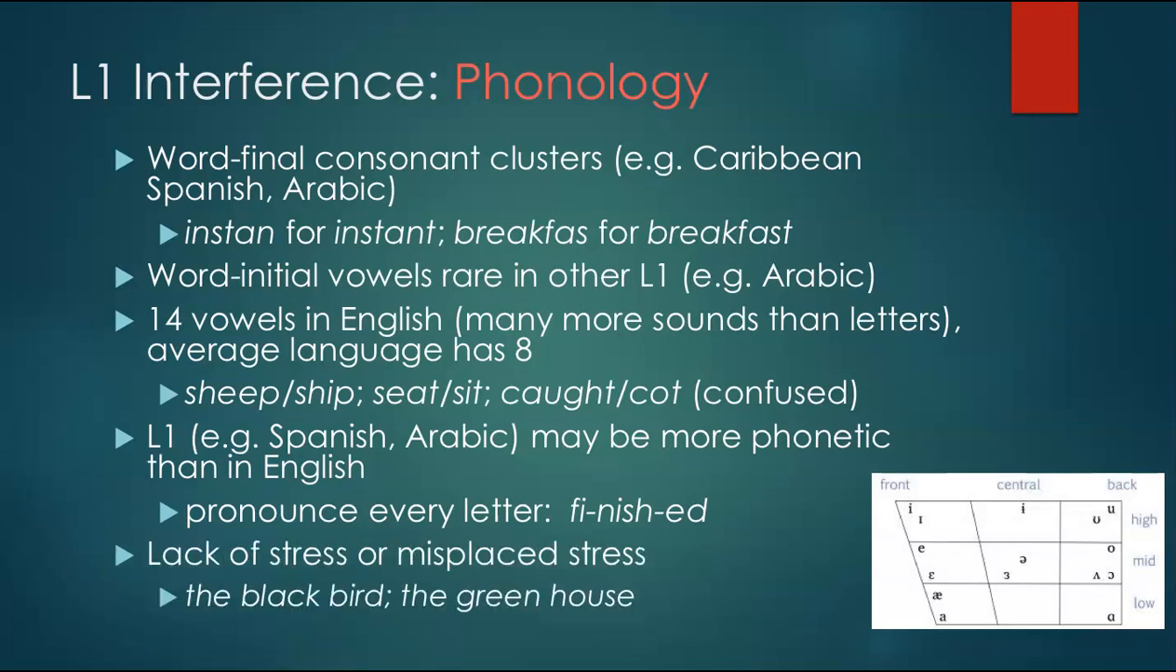Also, things like stress in English, the way that we put different stress on different parts of a word or a phrase changes the meaning of words, and this isn't necessarily the same in other first languages. Many languages have equal stress on each syllable. For us, the stress, like I said, can change the meaning. So you either would have a black bird or a blackbird. It means something different if we put the stress on a different syllable. Similarly, the greenhouse or the green house. It means something different, and that's not obvious depending on your first language. This has to be taught.